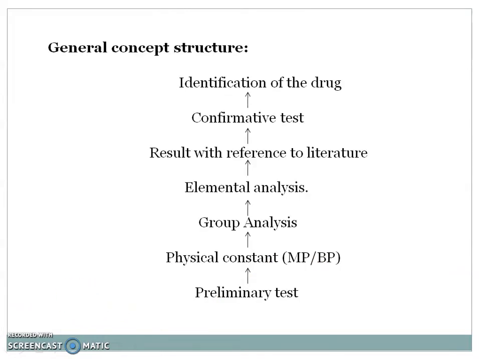General concept structure regarding the systemic qualitative analysis. First we have to do preliminary test, then physical constant, that means melting point or boiling point determination, then group analysis, elemental analysis, result with reference to literature, confirmative test and identification of the organic drug.